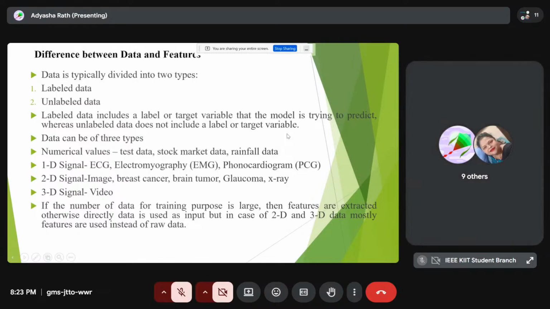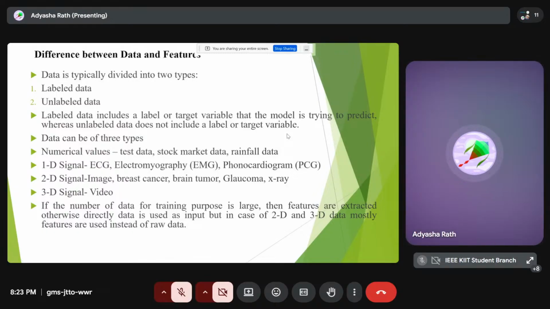So what is the meaning of data and feature? Data is basically divided into two types: labeled data and unlabeled data. Labeled data includes the label or target variable that a model is trying to predict. Unlabeled data does not include any label or target variable. What is the meaning of label or target variable? When we download a data set, like healthcare data, the last column of the data will have the target class, either 0 or 1. That is called the target class. And when you don't have any target class, that is called unlabeled data.